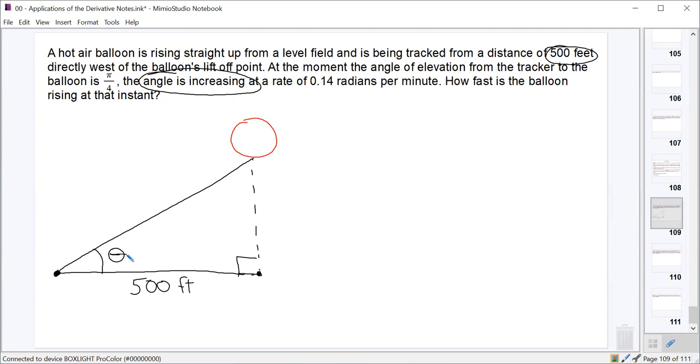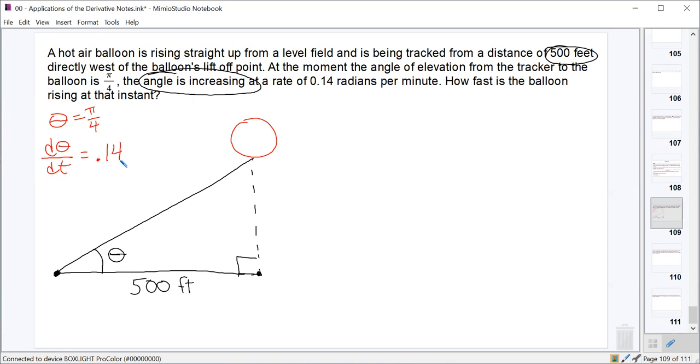And we know that at the moment we're interested in, theta is pi over 4. So I'll just put that off to the side there. And I also know that that angle is increasing at 0.14 radians per minute. That's a rate of change of theta. It's a change in theta with respect to time. So I'll also put that off to the side.